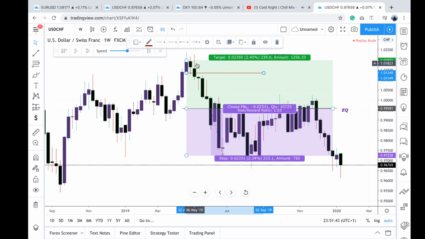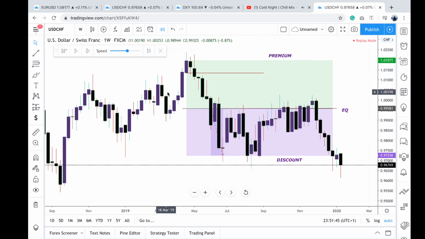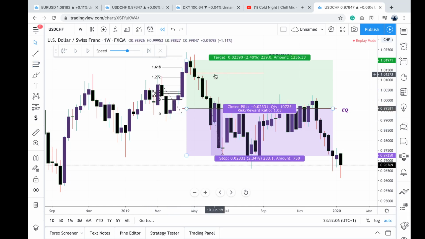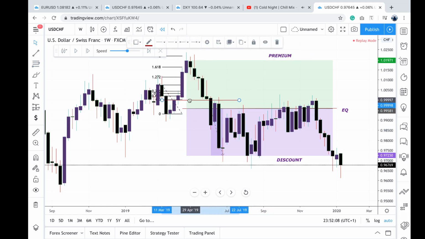So now what we would actually want to reference is these last two down candles, which is our bearish breaker, and basically we're going to identify that range. So what I'll do now is get the midpoint, the mean threshold of the bearish breaker. So the mean threshold of the bearish breaker is the 50%. We're going to extend that line out.